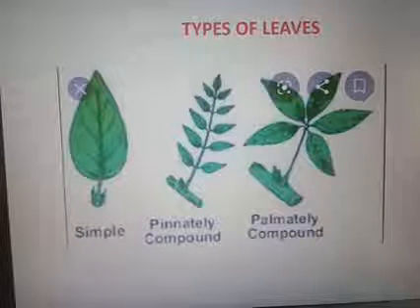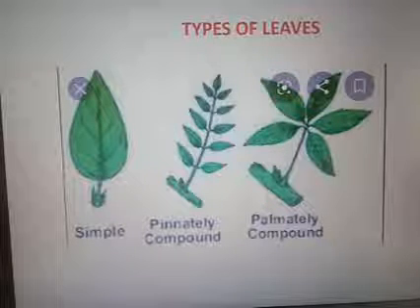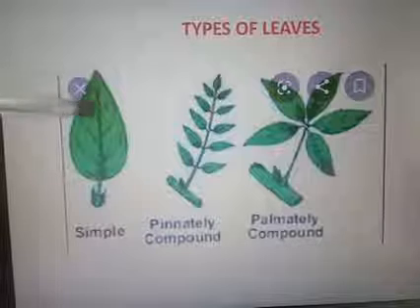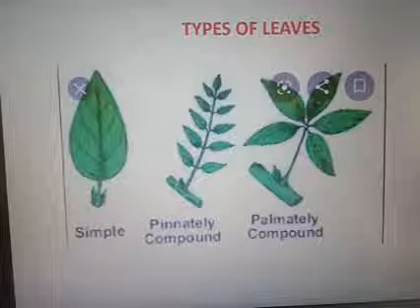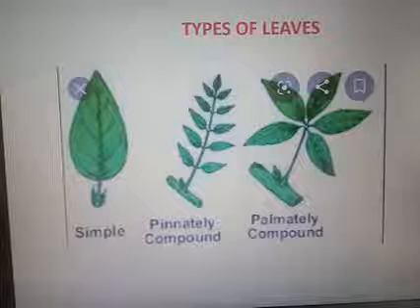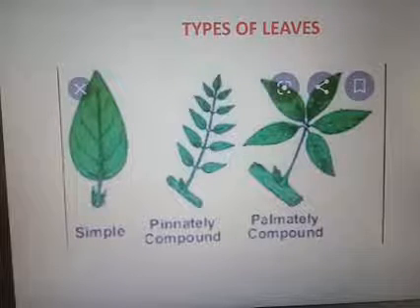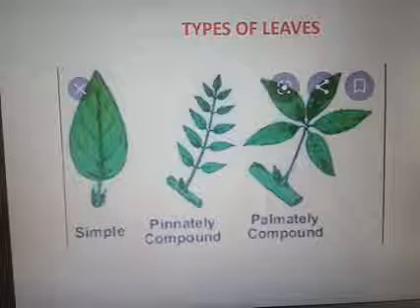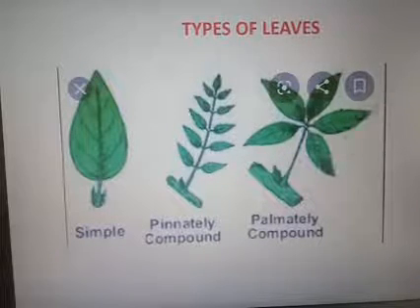Then we are discussing the types of leaves. Mainly the types of leaves include simple leaf and compound leaf. Okay, so this is an example of a simple leaf, consisting of a single leaf blade, like our China rose. These two are examples of compound leaves.